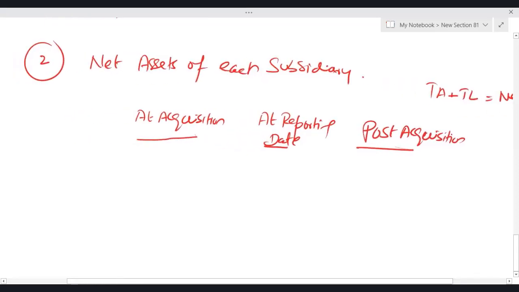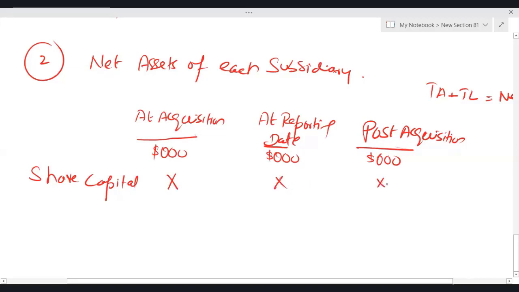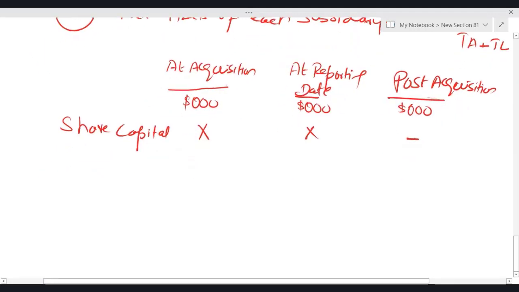So we want to know the status of net assets of each subsidiary at acquisition and at reporting date. Obviously, the difference is going to be the post acquisition. Let's say I'm assuming, ignoring 3 zeros if required. Otherwise, data could be in millions. Share capital. Listen and listen carefully. In share capital, you will not find any difference at all. It will be the same at acquisition and at reporting date. No difference in share premium.